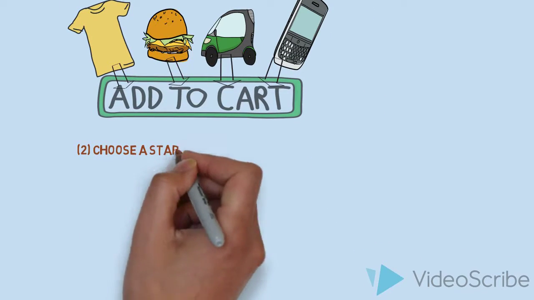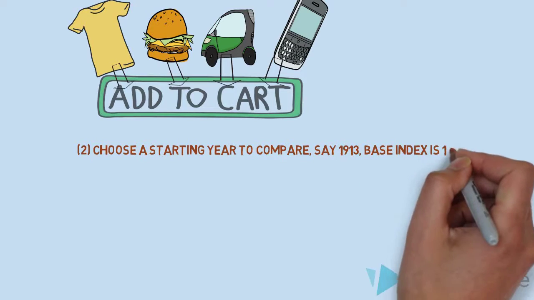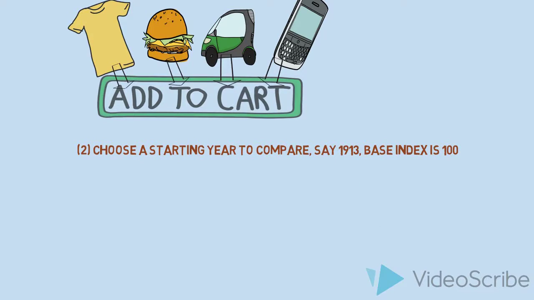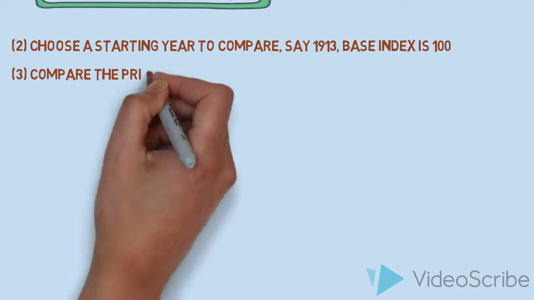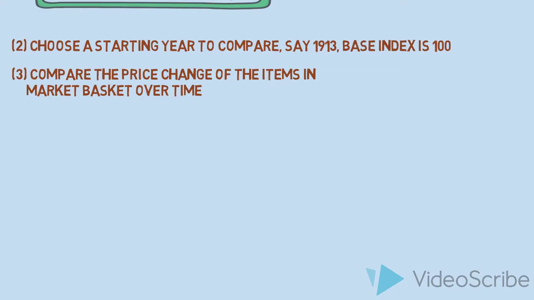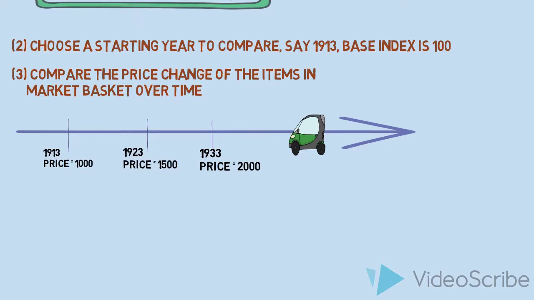Second, we choose a starting year as a base to compare. For example, 1913 is the chosen base year and the index number is 100. Third, we compare the price change of the items in the market basket over time. For example, assume a car costs $1,000 in 1913, $1,500 in 1923, and $2,000 in 1933.